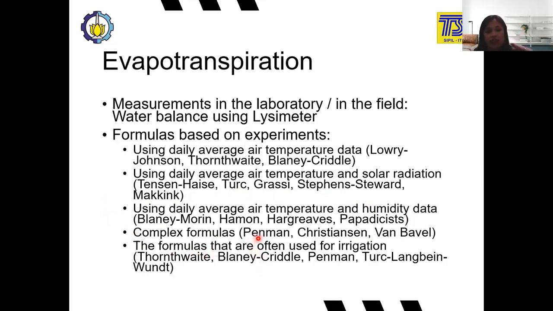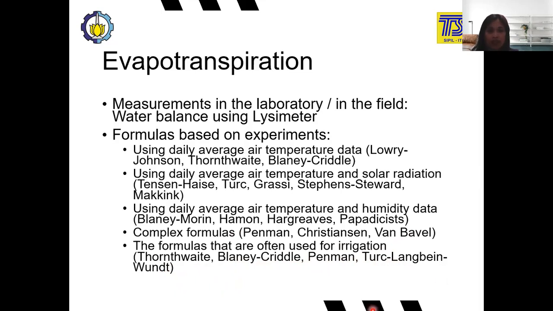We can use this complex formula, which means there are a lot of data that we have to know. For example, here we have the Penman, Christiansen, and Van Bavel. And the formula that is often used for irrigation is related to other types of hydrology. This is for the irrigation. And the formulas that are often used are the Thornthwaite, Blaney-Criddle, Penman, and Turc-Langbein-Wundt.